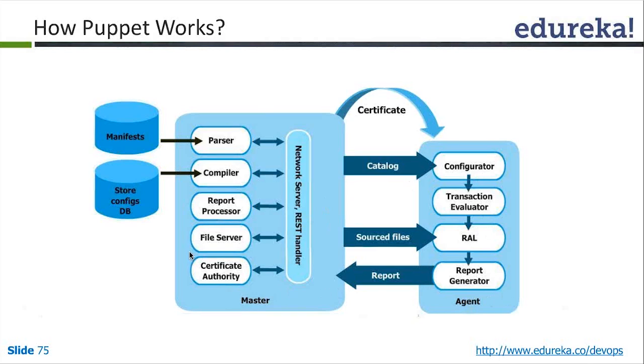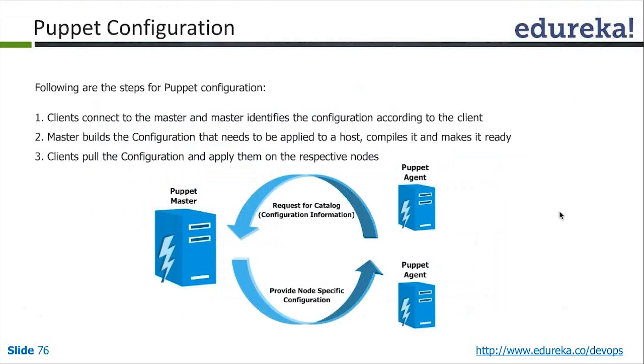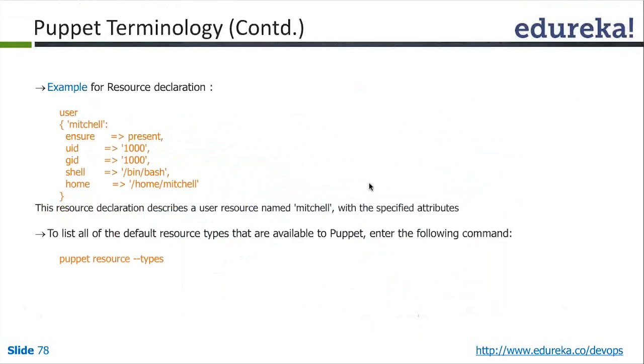A manifest is where all your configurations are stored. Let's take an example. This is how it looks: your declaration of how your files are, written in one of the languages available in Puppet. I forgot the language name. You create this and then push it across.